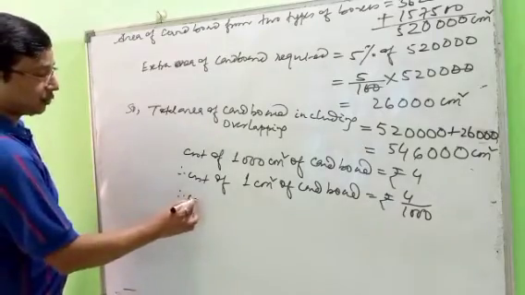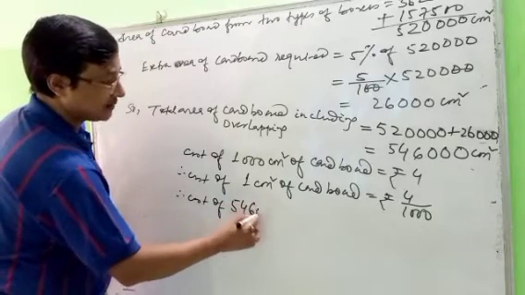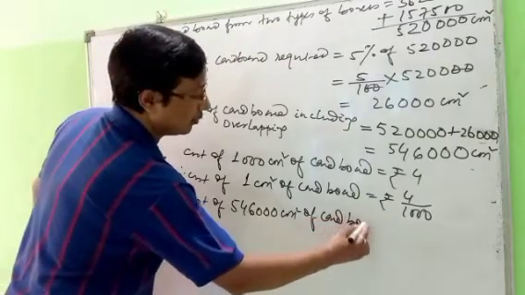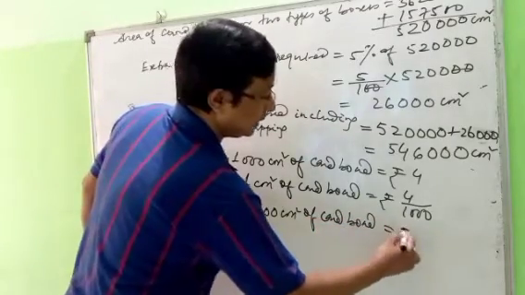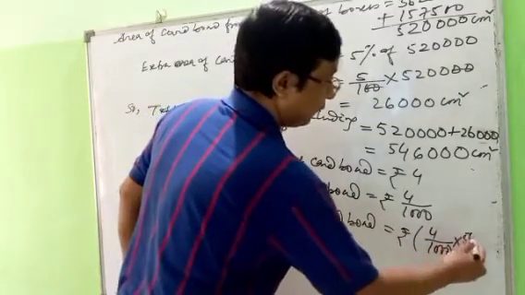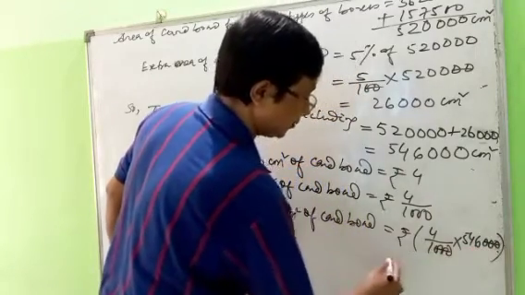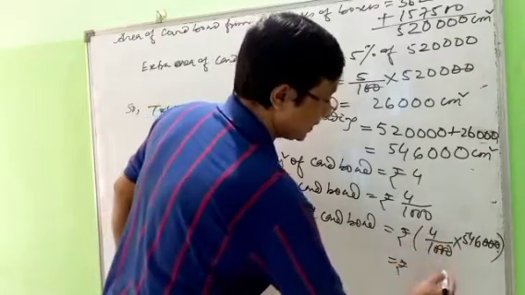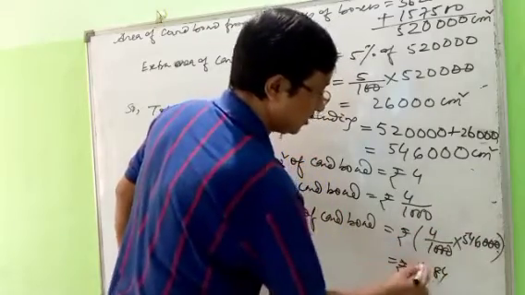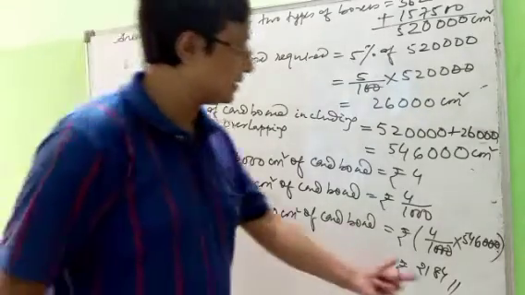Therefore, the cost of 5,46,000 centimeters square of cardboard. Here the area is more, so the cost will be more, so multiply. So it equals 4 by 1000 into 546,000. You will cancel the 3 zeros, so it equals rupees: 4 6s are 24, 4 into 4 is 16, 18, 4 5s are 20, 21. So your total cost is ₹2,184. So this is your total cost.